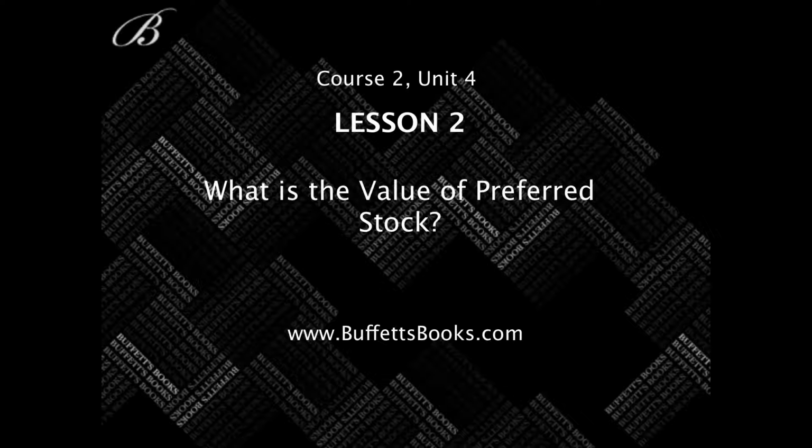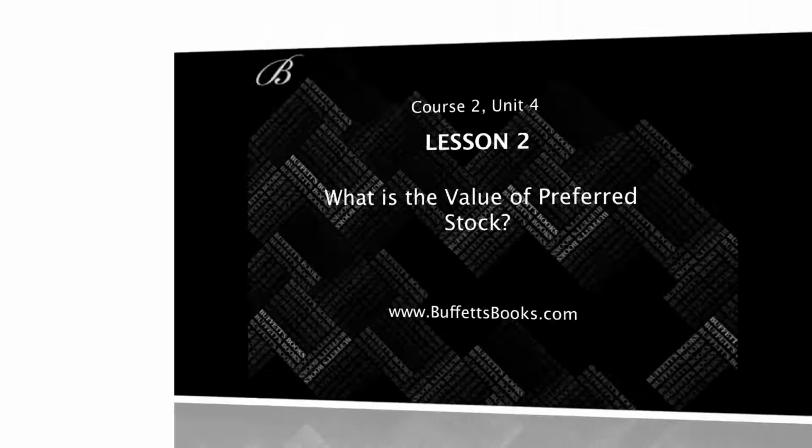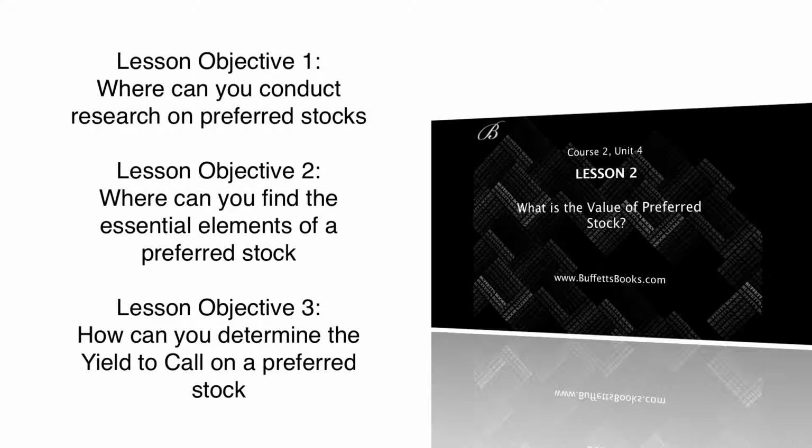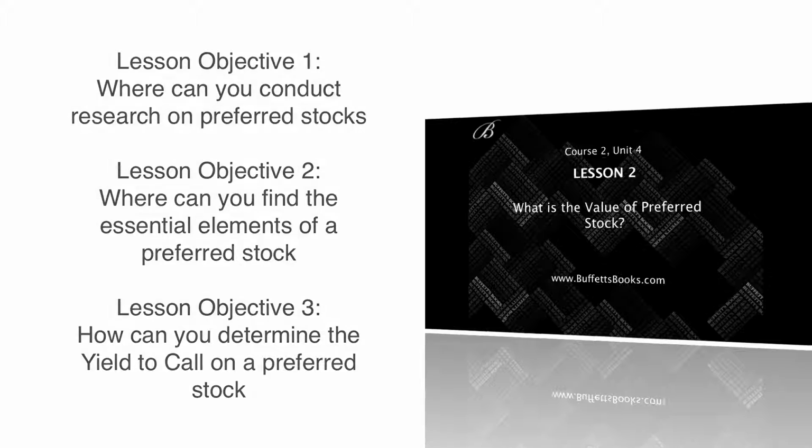So this concludes Course 2, Unit 4, Lesson 2. We covered 3 lesson objectives. The first was where we can conduct research on preferred stocks. The second lesson objective was where can we find the essential elements of a preferred stock. And the third lesson objective was how to determine the yield to call on a preferred stock.